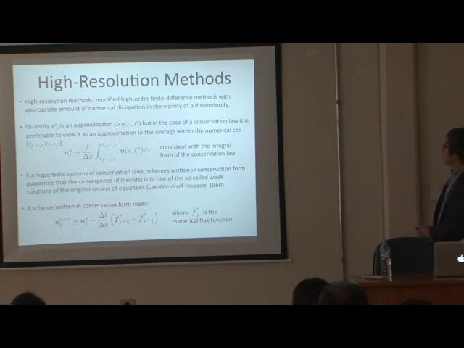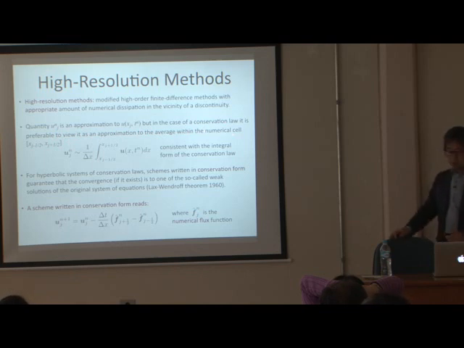The high resolution method is a modified higher order finite difference method with an appropriate amount of numerical dissipation in the vicinity of the discontinuity. The quantity u at x_j and t equal to t^n is approximated, but in the case of a conservation law, it is preferable to view it as the average within the numerical cell, from x_{j-1/2} to x_{j+1/2}. So previously the discrete point was a cell-centered value, but we must think of this value as a cell averaged value.